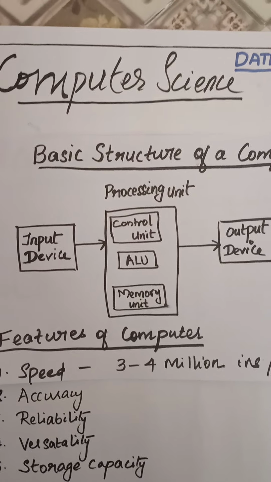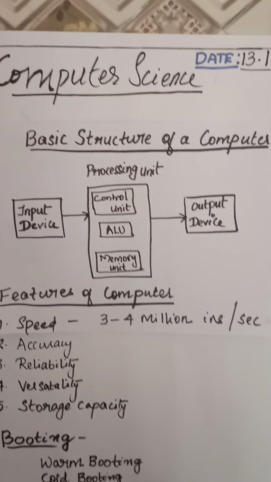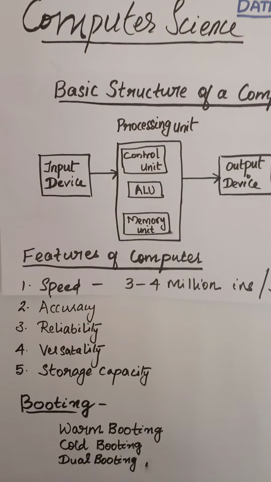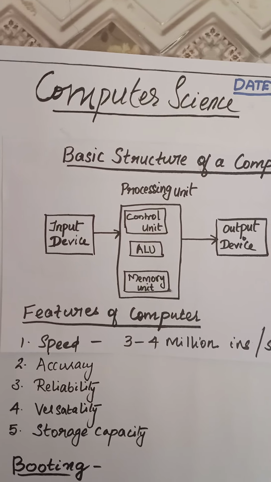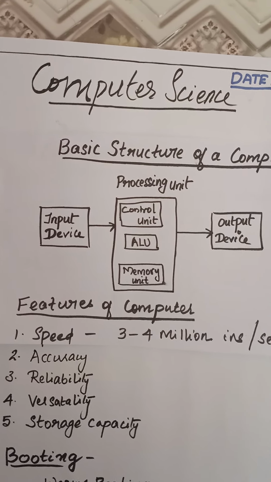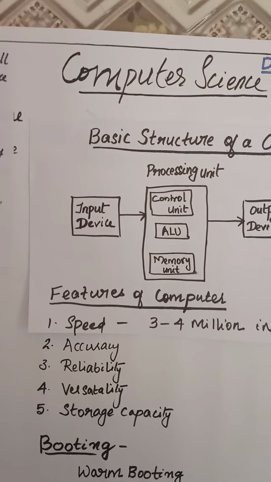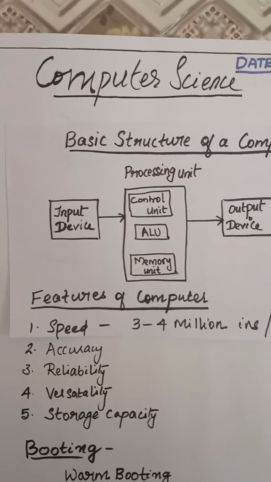Today I am back with computer science basics. So we have seen up to basic structures of computers and features of computers. Today we will see certain terminologies that we use in basic computers. When we talk about a computer, there are certain terminologies that we should be aware of.